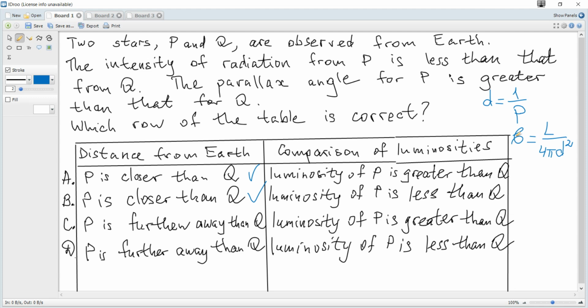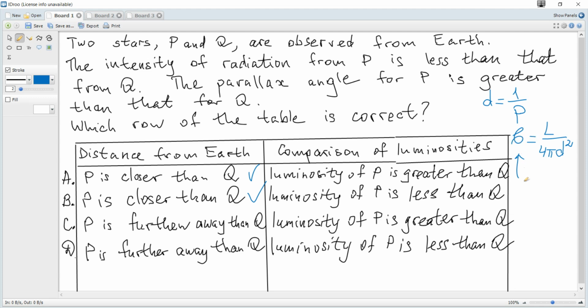Power is the energy per second released by the star, and this energy is spread out over a sphere in three-dimensional space. The surface area of a sphere is 4 pi radius squared, and the distance d is actually the radius from the star. Energy per second, which is power, per meter squared becomes intensity, which is equal to this b.